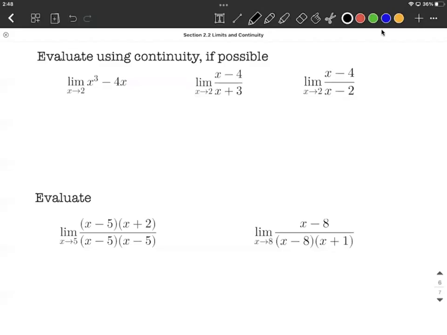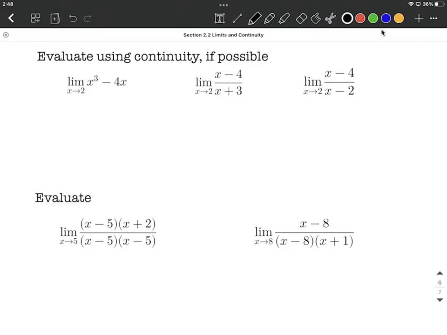Let's take a look at some limits and think about continuity and see if these functions are going to be continuous as our x values approach these specific values. So rapid fire here. The first one, we have a trinomial, a third degree polynomial, x cubed minus 4x. So this is a polynomial. Polynomials tend to be continuous everywhere.